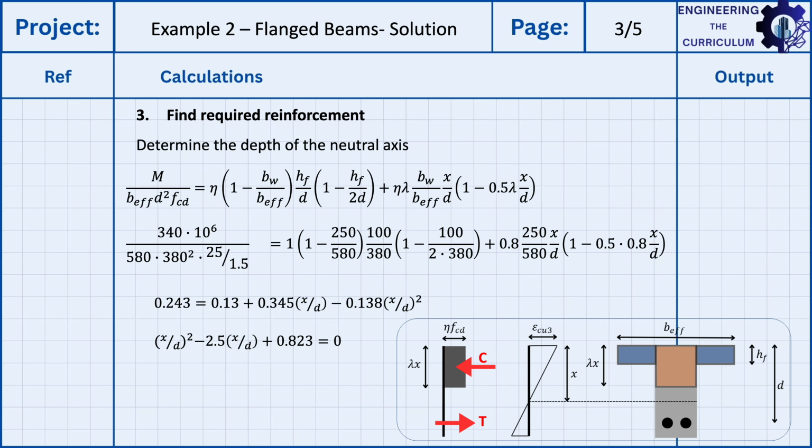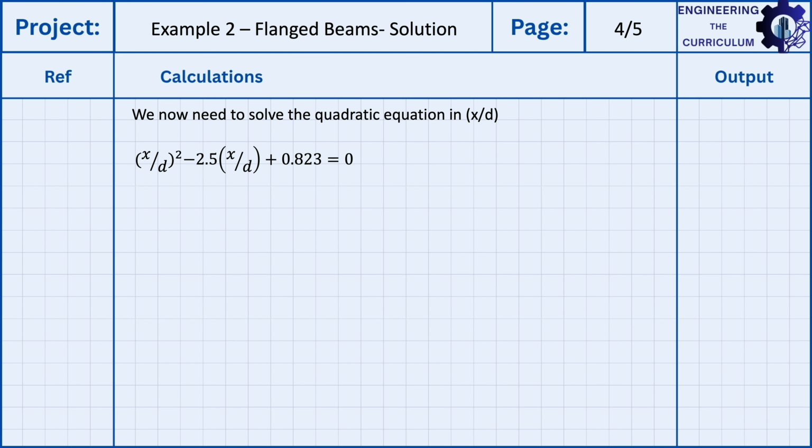If we open the brackets and reorganize it, we'll see that on the left-hand side we get 0.243, and on the right-hand side we get 0.13 plus 0.345 x over d minus 1.38 x over d squared. So bringing everything to one side of the equation and dividing by 0.138 will give us x over d squared minus 2.5 x over d plus 0.823. And that's the equation that we need to solve. As you can see, it is a quadratic equation, right? x over d squared minus 2.5 x over d plus 0.823.